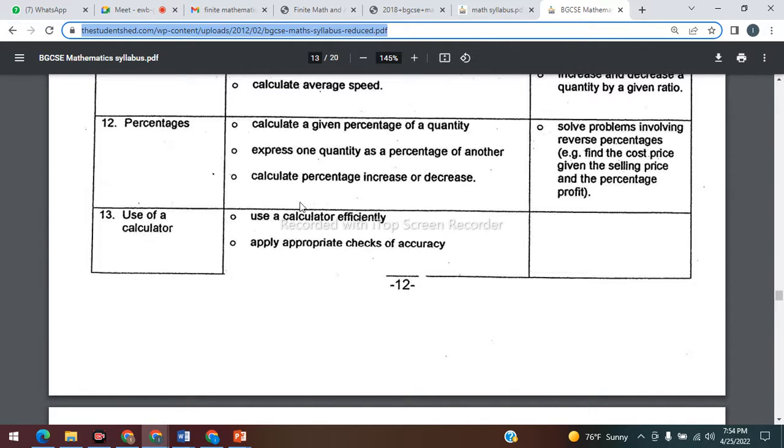Using calculator efficiently. You have to know when to apply sine, when to change. You have to know that your calculator has to be in degrees and not radians. You have to know how to do square root using a calculator, cube root using a calculator, and sine and cosine with your calculator. Like that.